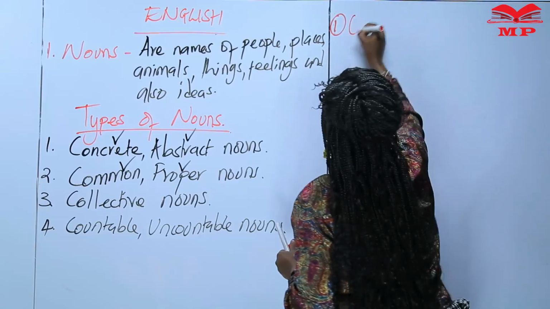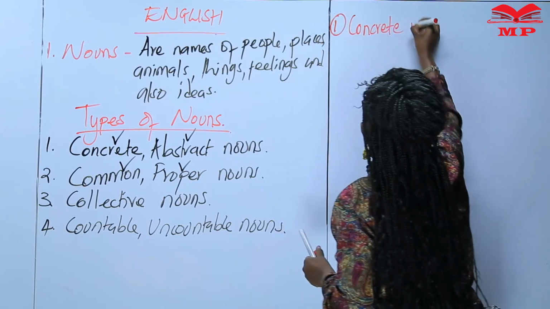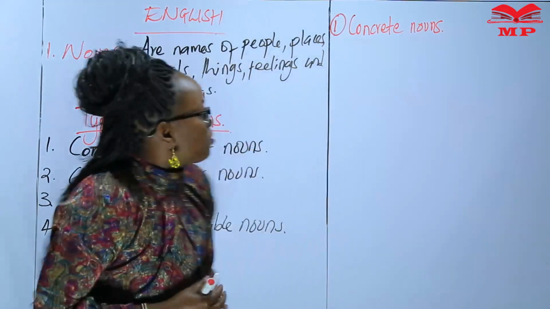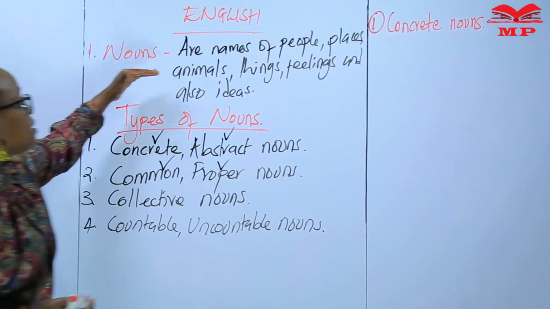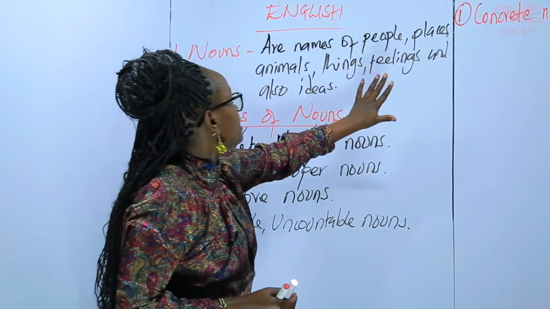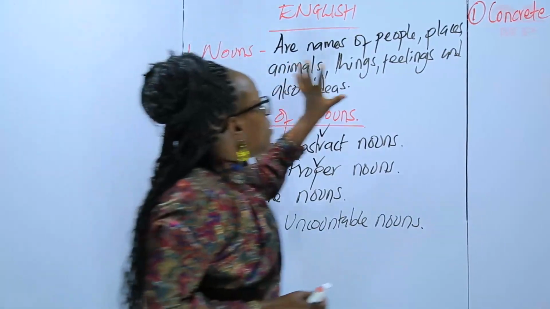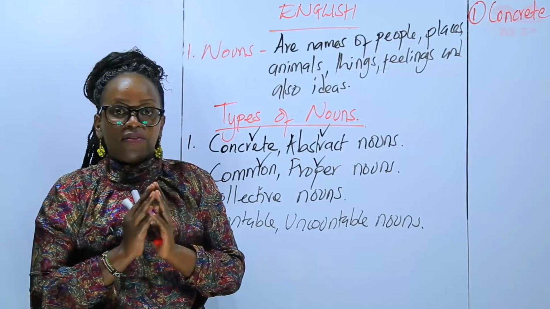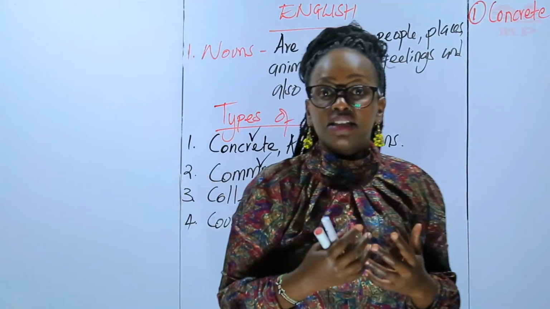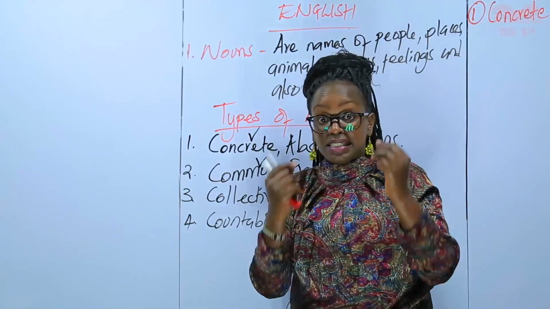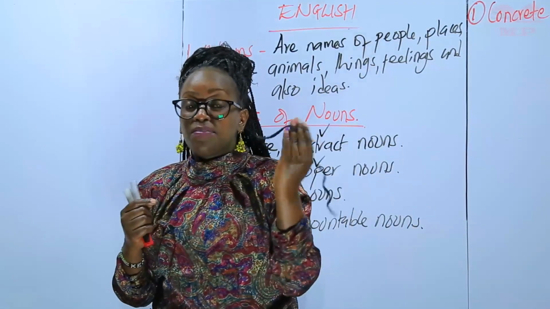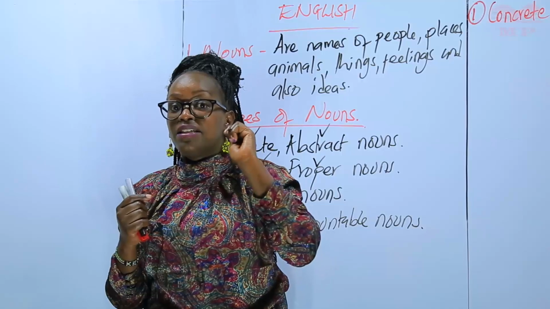So the first one, the concrete nouns. In other words, remember we've said that nouns can be names of people, names of places, animals, things, feelings, and also ideas. So in all the nouns that we have, there are some that have a physical existence. When I talk about a physical existence, I mean we have some nouns that you can see and actually touch. So for example, I can touch my hair, because this is something that all of us can see, and at the same time I have the ability to touch.